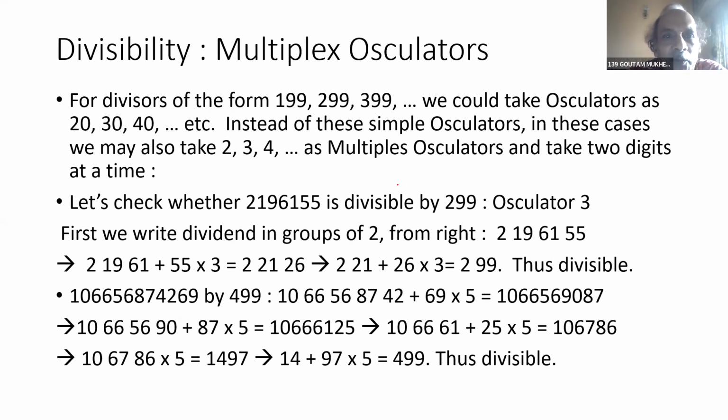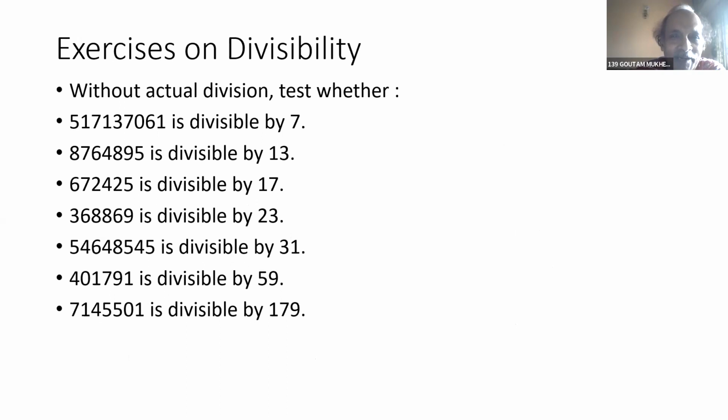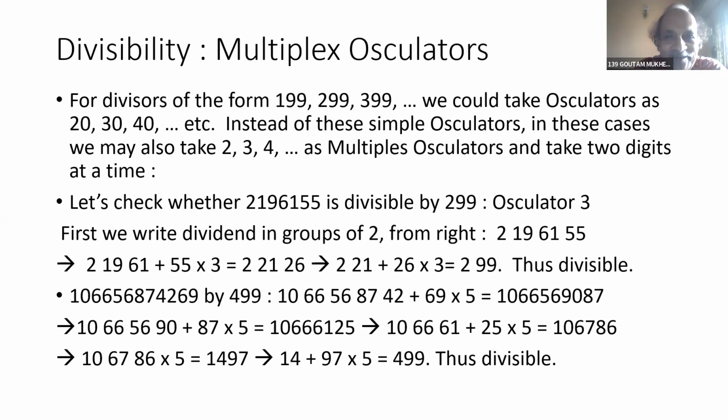Now, this is very peculiar. So far we have done what is called simple oscillator, simplex oscillator, you can say. But now I get multiplex oscillator. For divisors of the form 199, 299, 399, we could have taken oscillator as 20, 30, 40, and so on, isn't it? Because 199 plus 1 is 200, which is 20 into 10. 199 is 20 into 10 minus 1, isn't it?